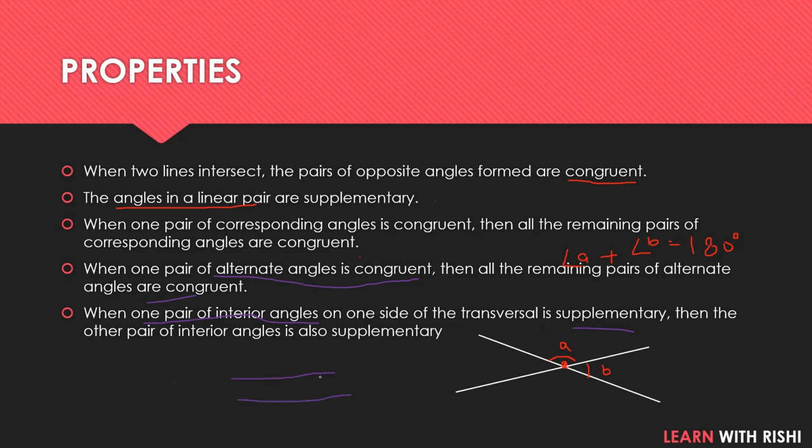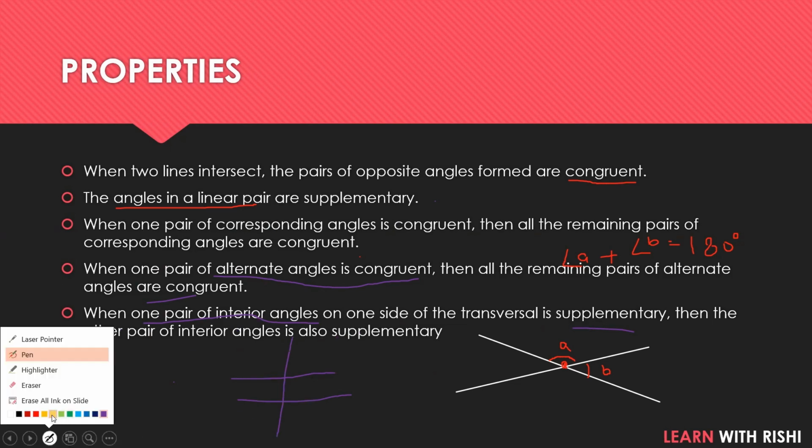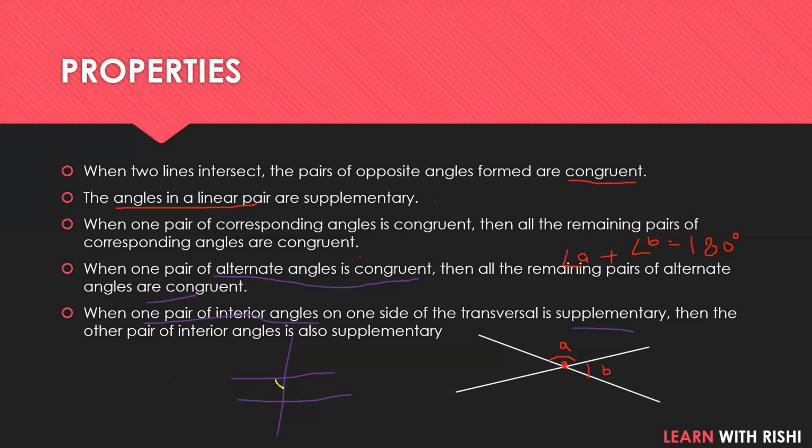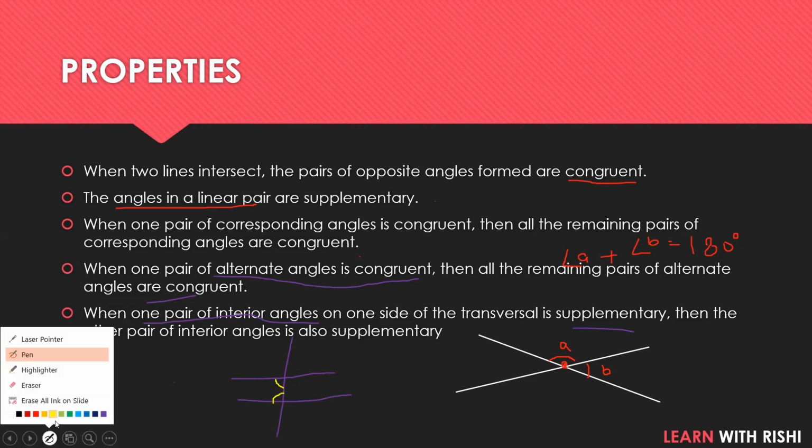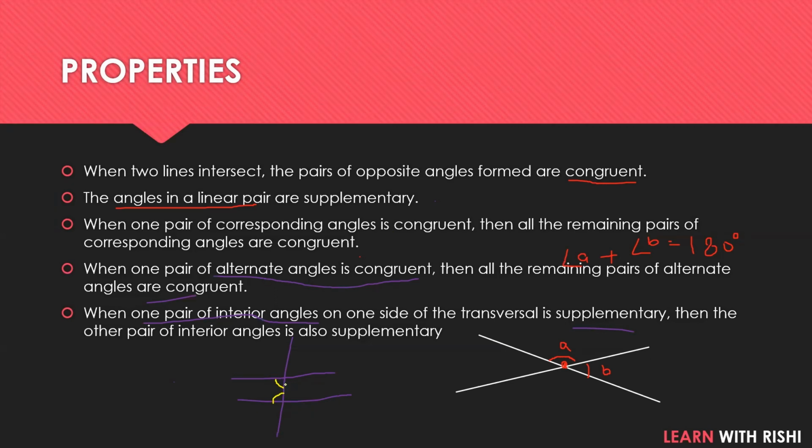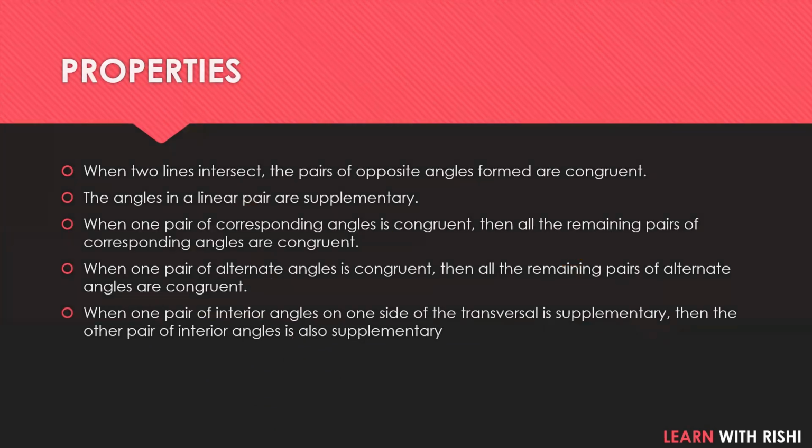These are our lines, this is the transversal. So here I can see there are two pairs of interior angles. This is one pair and the other pair is this one. This is the second pair. I've shown them with different colors. So if any one pair of interior angles is supplementary, that is, the addition of both the angles is 180 degrees, then the other pair of interior angles that is marked with green color is also supplementary.